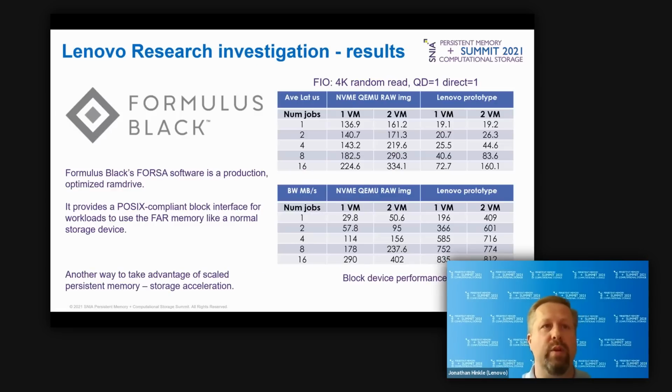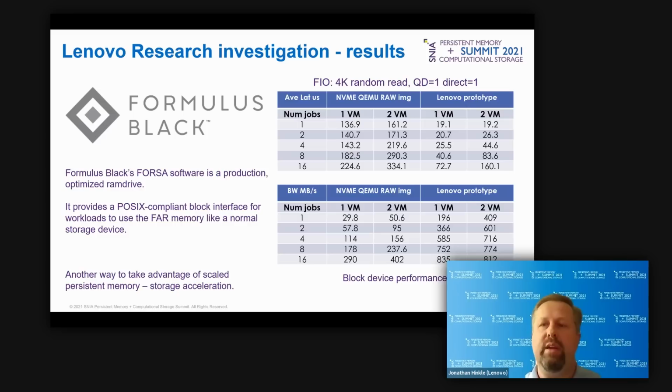Some other results I wanted to share with you. We partnered with a company called Formless Black, and Formless Black has a software called Forza that's really a production-optimized RAM drive. It provides a block interface to workloads. So it leverages memory underneath it, but then it provides a normal storage device to the workload. So really any workload can use this.